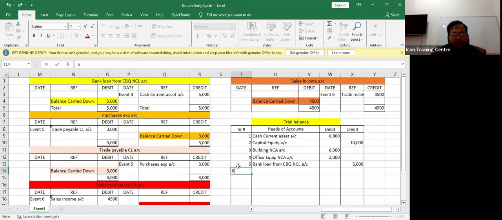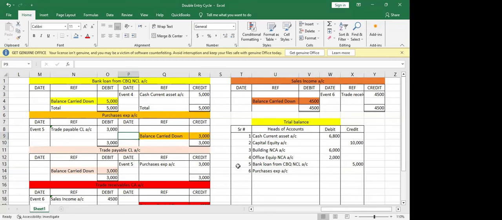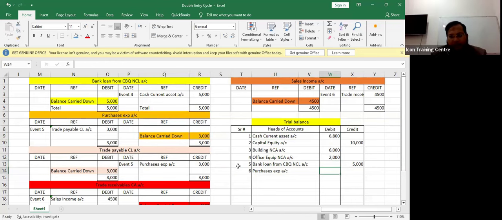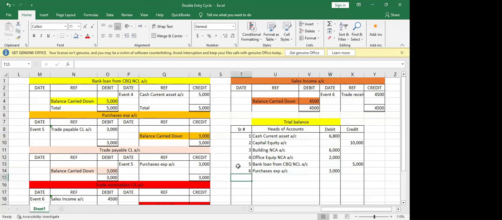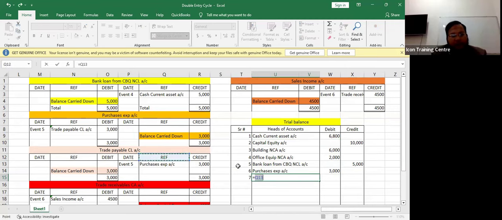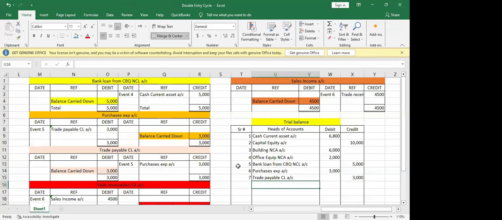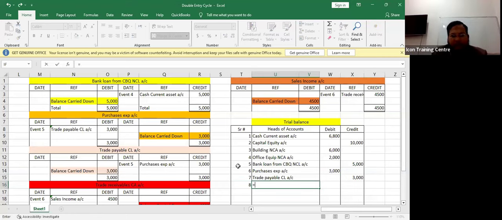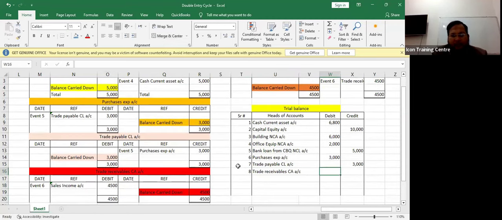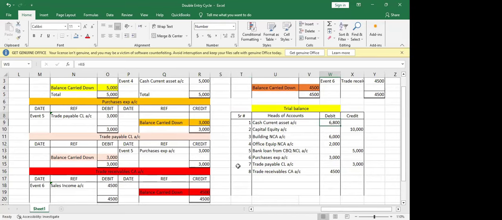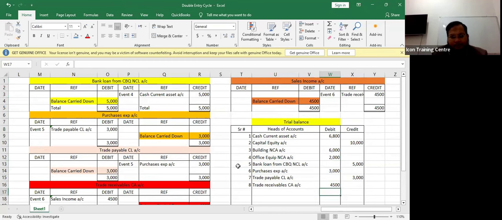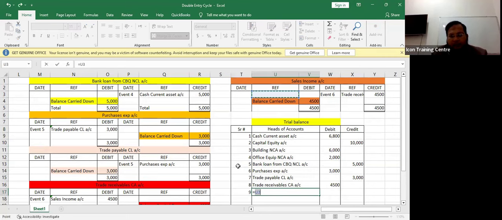Number six, we have purchases account. Now you have to tell me what balance does it have, debit or credit? In purchases account, it should be in debit. Absolutely right. Can you explain to me why it is a debit balance? Because there is only one event, which is on the debit side, and we balance it with credit so that it will be a balance of 3,000. Perfect. Now we have trade payable account, and its balance is credit balance, right? Because now you can understand everything very clearly. Now number eight, we have trade receivables, and the balance is debit balance. And then we have the sales income account, number nine. That will be in credit.